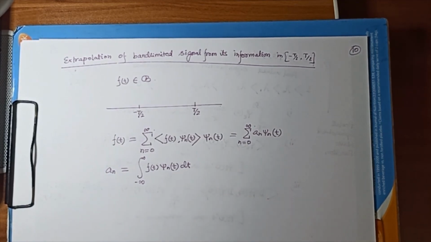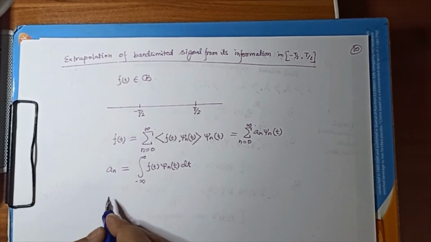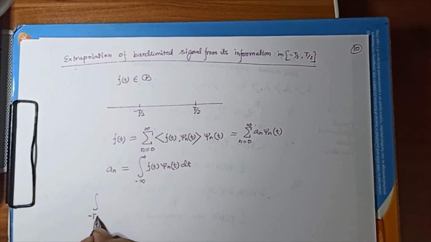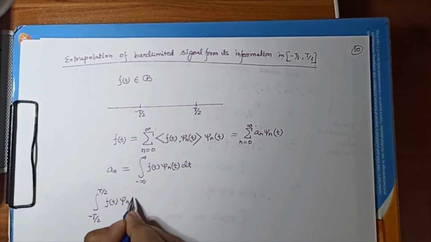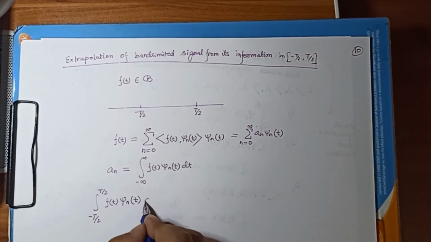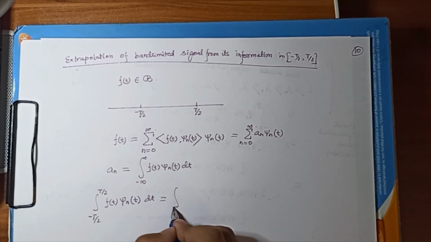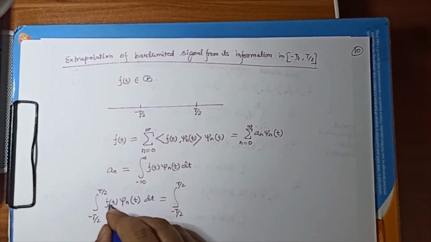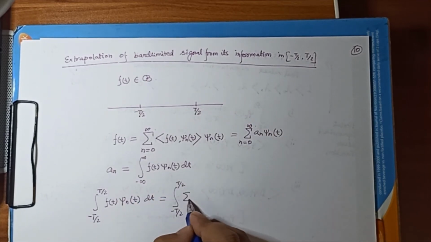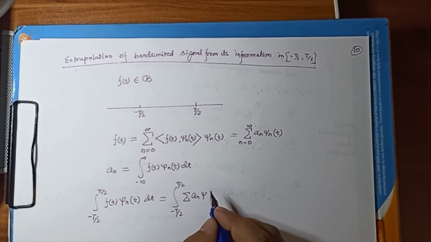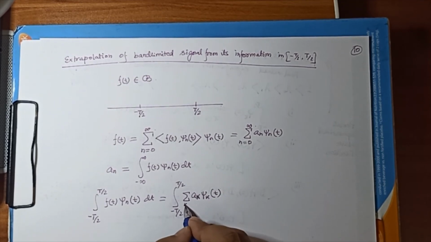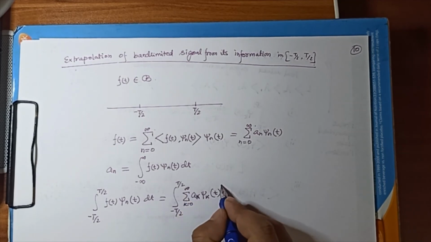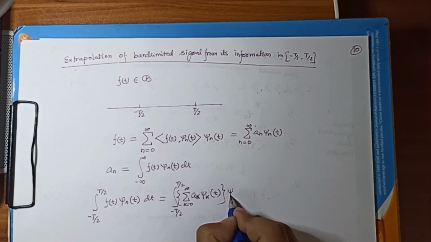we can take the integral. For example, we take the integral from minus T/2 to T/2 of f(t) psi_n(t) dt. Then this will give us the integral from minus T/2 to T/2, where f(t) is the summation of a_k psi_k(t), k equal to 0 to infinity, times psi_n(t) dt.